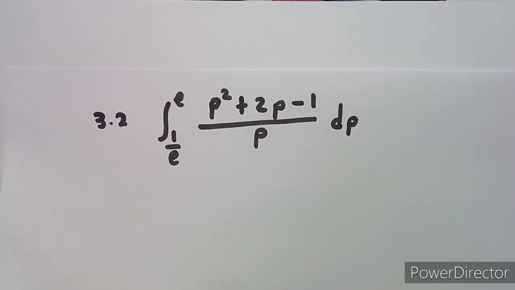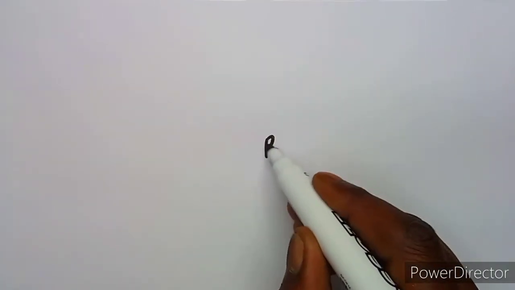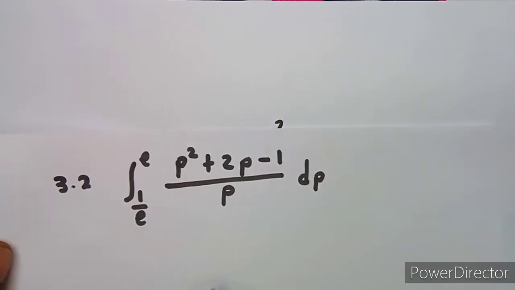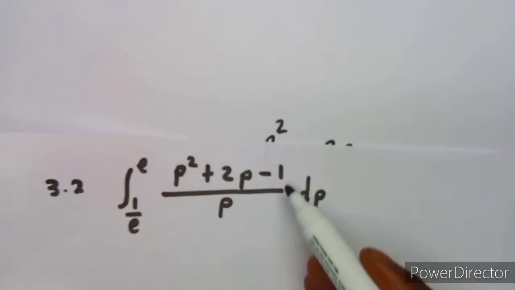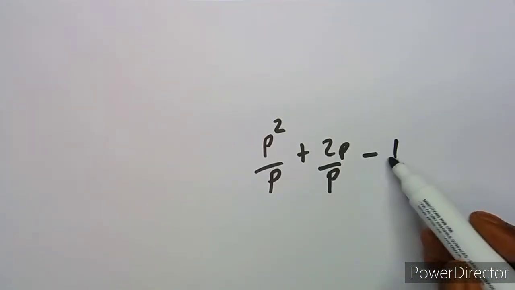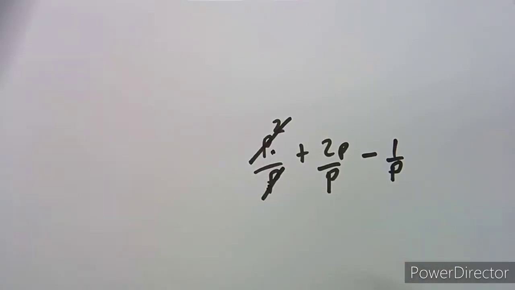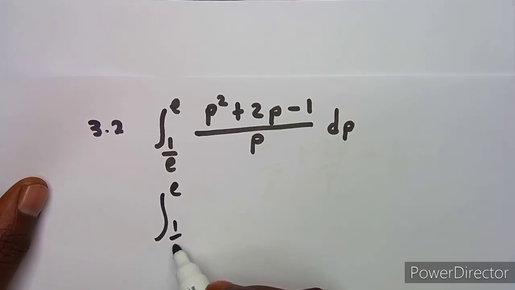Definitely I have to separate this, divide each and every term by p, because this is the same as p squared over p, plus we separate here 2p over p, one and the same thing, minus 1 over p. We separate each and every term. So this is going to be p squared divided by p, which is p. So you're going to have the integral with limits e and 1 over e.